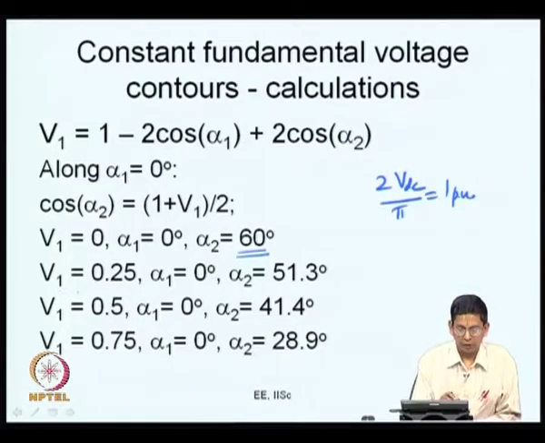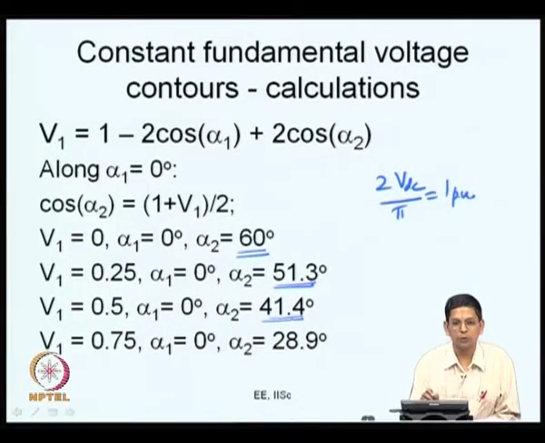Then if you are looking at V 1 is equal to 0.25, then your cos alpha 2 equals 1.25 by 2, that is something like 0.625, and the corresponding alpha 2 is 51.3 degrees. And if you are looking for V 1 is equal to 0.5 along alpha 1 is equal to 0, then the corresponding value of alpha 2 is 41.4. Similarly, if you are interested in V 1 is equal to 0.75, you are going to get alpha 2 is equal to 28.9.